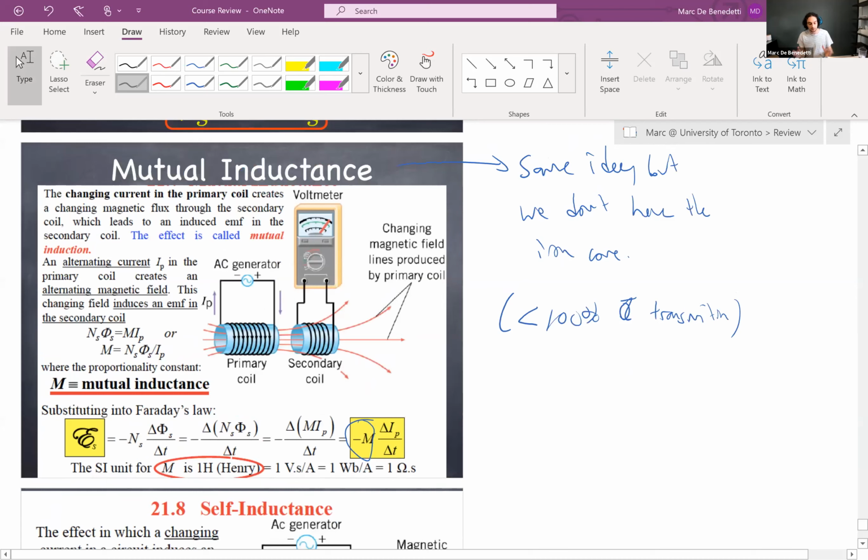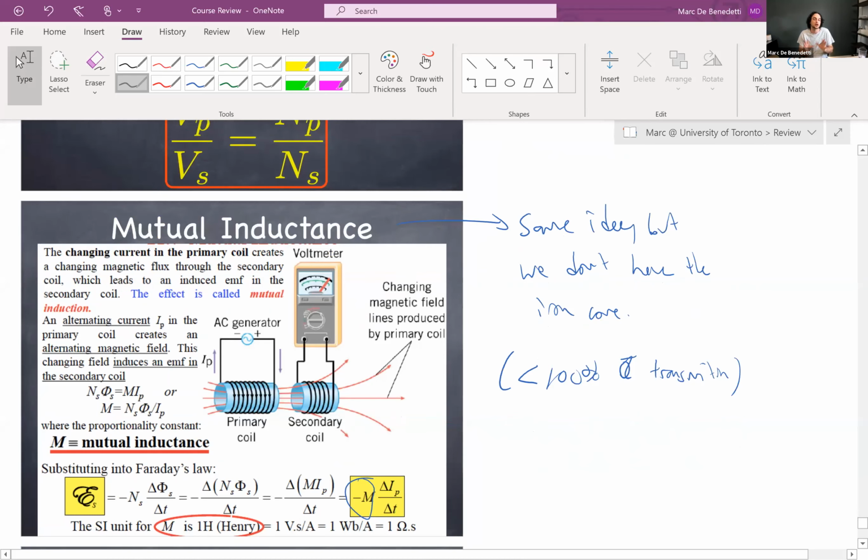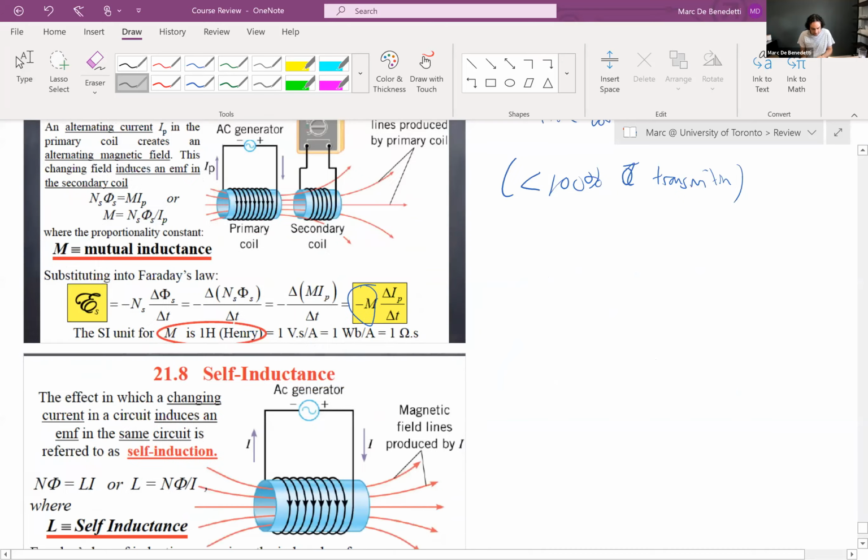So pretty much, mutual inductance is a more realistic transformer. A transformer is an idealistic thing. A lot of work goes into making a very good transformer: making the iron core, making sure that the flux is transmitted perfectly. All that takes money and time and energy. And mutual inductance is simply a non-idealistic case of that.